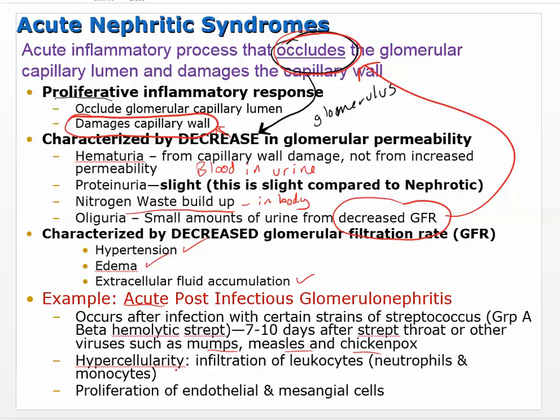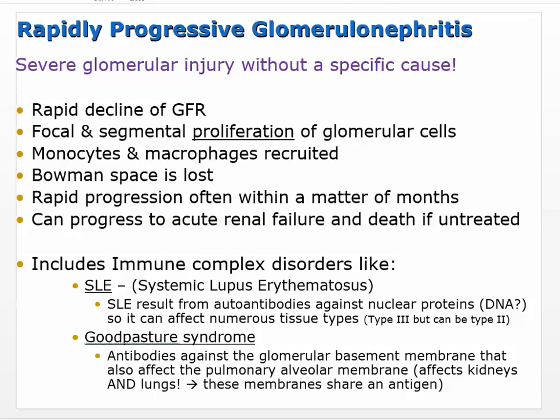So hypercellularity, infiltration of leukocytes, neutrophils, and monocytes. You're going to see some of this take place in the nephron. Then proliferation of endothelial and mesangial cells. This comes back to the word proliferative that we talked about before. So we're going to see an adaptation where you have an actual increased number of cells. Okay, so that's acute nephritic syndromes.